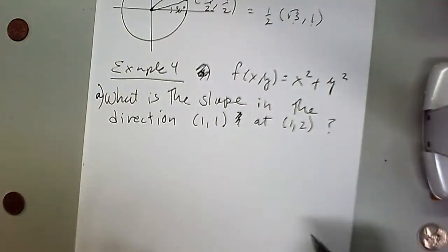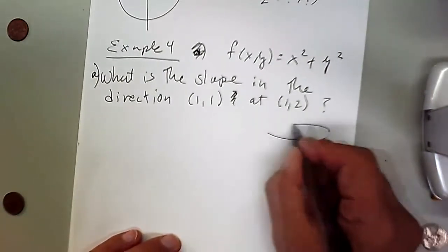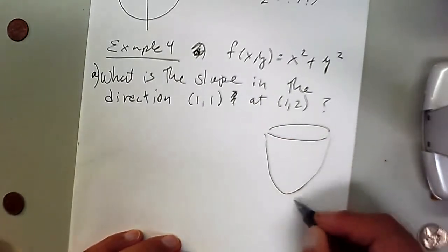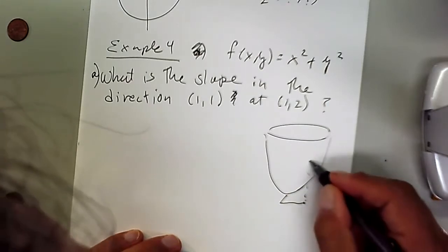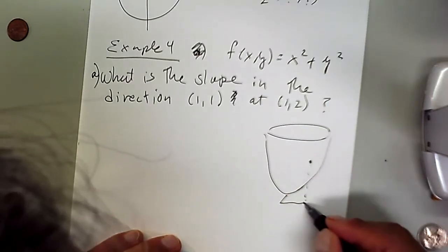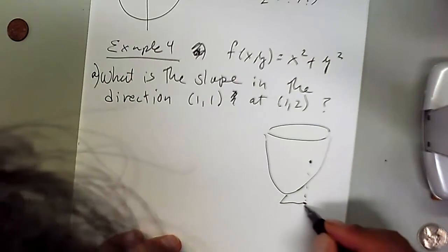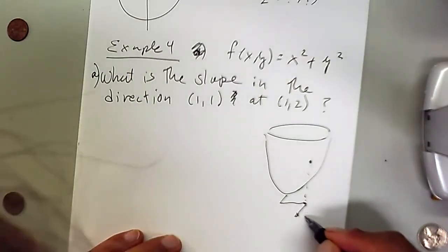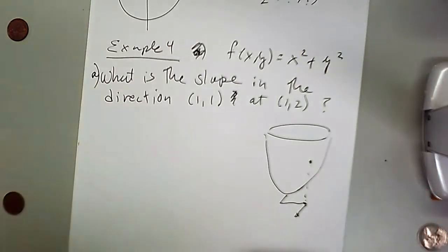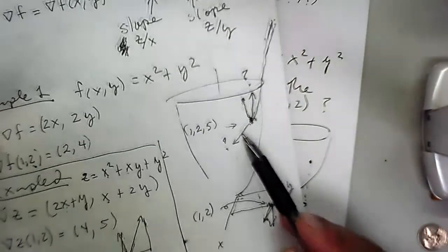Yes. So there's our picture. I'm going to just draw a new picture. And then there's 1, 2, and then we got 5 going up. All right. If you go in this direction, example 1 told us that if we go in the x direction, the slope was 2. Remember? It's back here. 2.